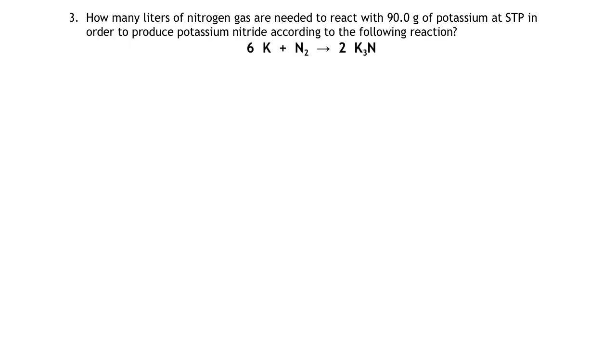Let's try this. How many liters of nitrogen gas are needed to react with 90.0 grams of potassium at STP in order to produce potassium nitride according to the following reaction? Well, if it's telling me that there's an STP and we've got nitrogen gas, that means I'm going to need to do liters, which is volume. So I'm going to be using that 22.4 liters in 1 mole. So let me start with my known.